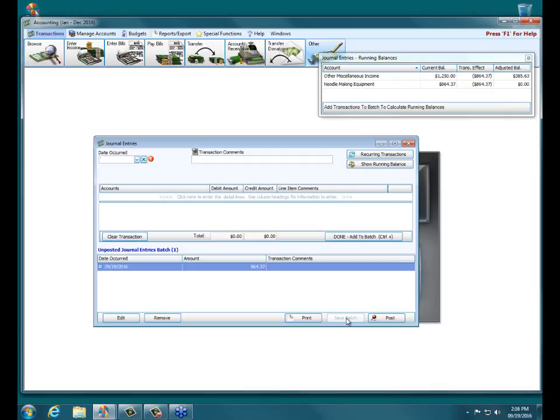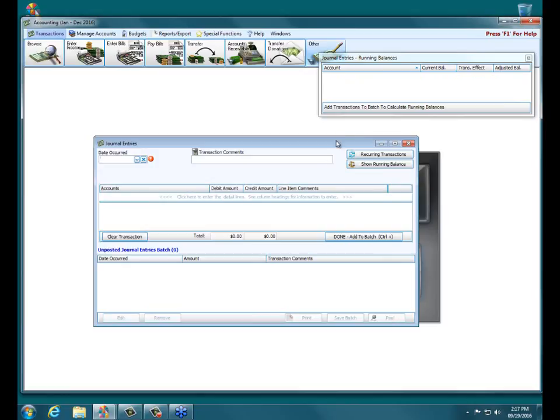A lot of folks confuse that, save batch versus post. Folks, I don't need to save it first. If you're not ready to leave the window, if you want to step away from the computer or close Church Windows or Accounting, definitely save it if you're not ready to post. But if you're ready to post, you don't have to save batch then post. You can just go ahead and simply click Post. Okay? So then once we click on Post, I should get the prompt.